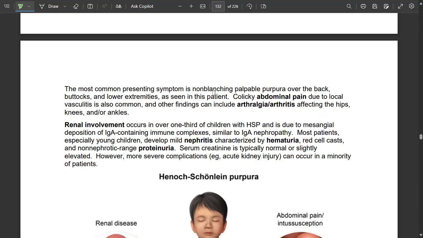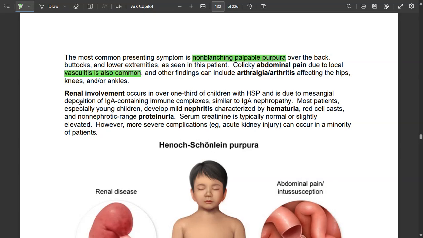The most common presenting symptom is non-blanchable purpura over the back, buttocks, and lower extremities, as seen in the patient. Colicky abdominal pain due to local vasculitis is also very common, and other findings include arthralgia of the hip, knee, or ankles. Renal involvement occurs in over one-third of children with HSP and is due to mesangial deposition of IgA-containing immune complexes, similar to IgA nephropathy.